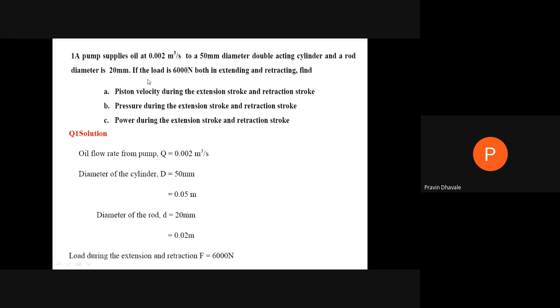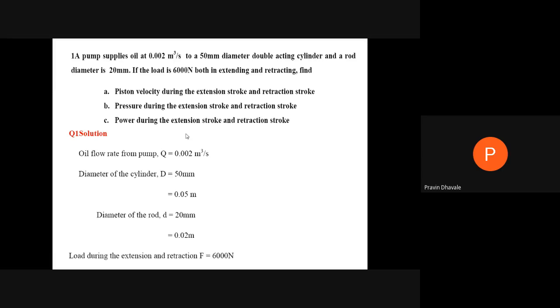And they ask for the piston velocity, pressure and power during the extension and retraction stroke for the load, which is having a value of 6,000 Newton, that is a force, during the extension and retraction stroke. So this is the example, and this will be the given data when you are reading and understanding this example, and you have to find out the piston velocity, pressure and power during the extension stroke.